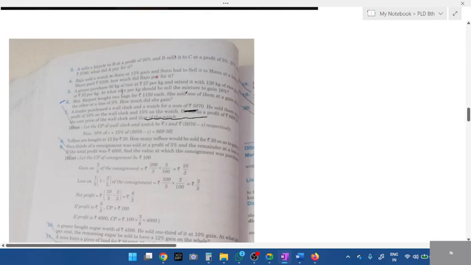A grocer purchases 80 kg of rice and mixed it with 120 kg of rice at 20. Raju sold. Third, fourth, fifth, students, we'll revise it later. These are big questions. We'll revise that before their exam.